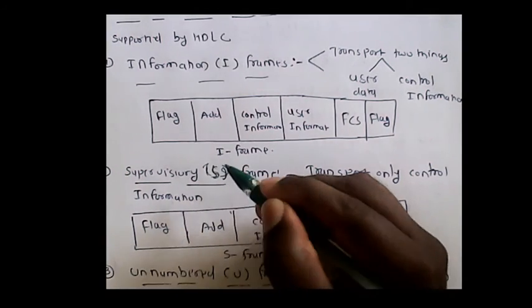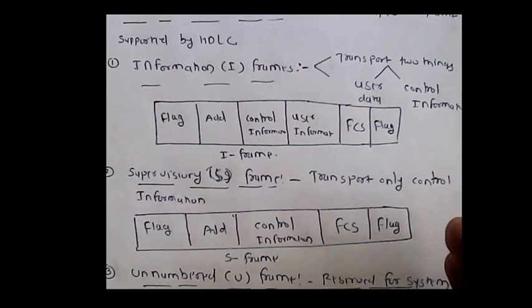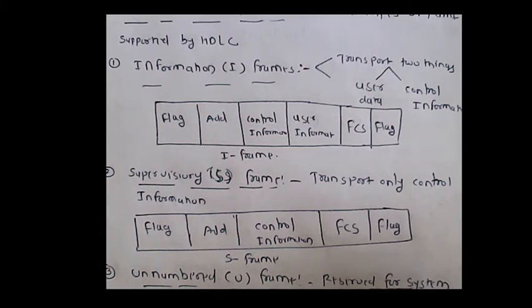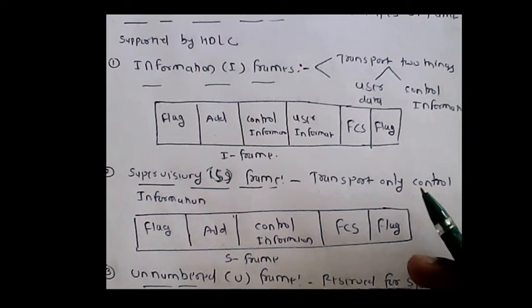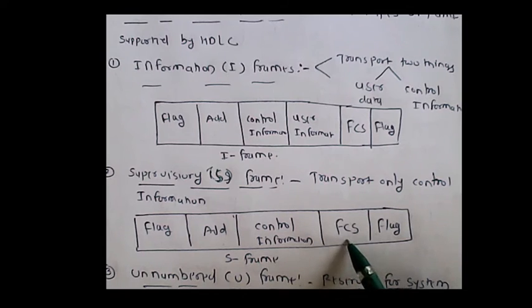So what is meant by S frame? S frame is called a supervisory frame, which transports only control information. So in the S frame only 5 fields are allocated. Which 5 fields? We can see the frame structure of the S frame. First field is the flag, second field is the address, third field is the control information. Because the supervisory frame supervises, it controls the information. Which type of information? Control information. It carries the error and flow control information, then FCS, followed by the flag. This is the structure of the supervisory frame which transports only control information.